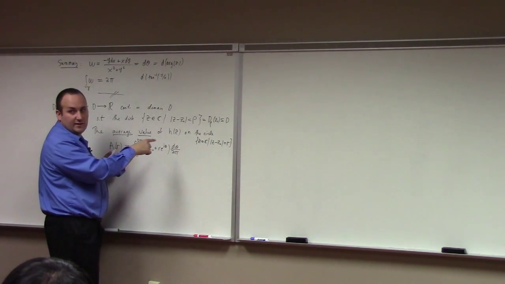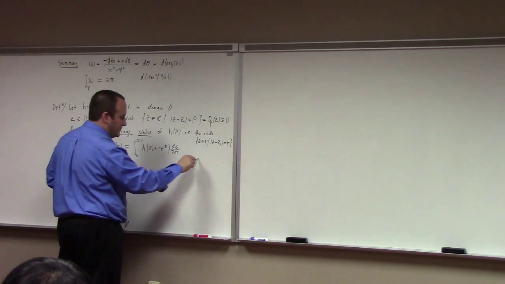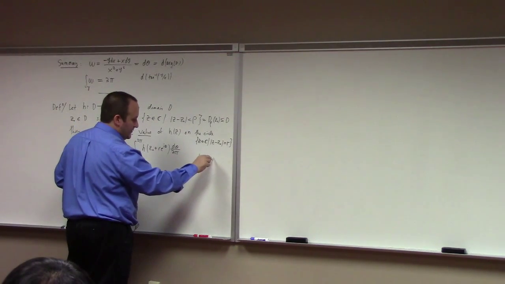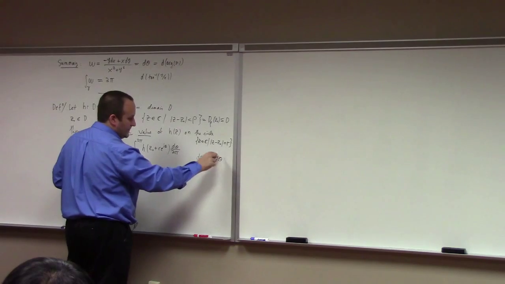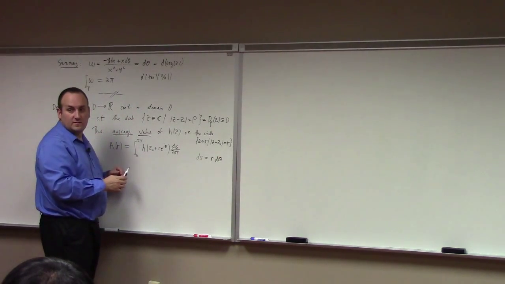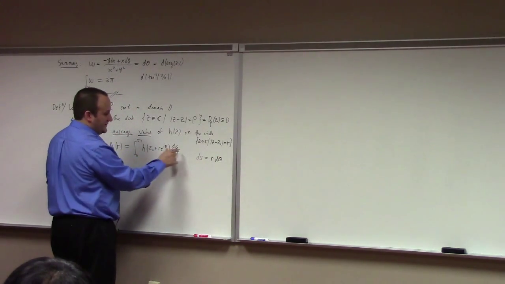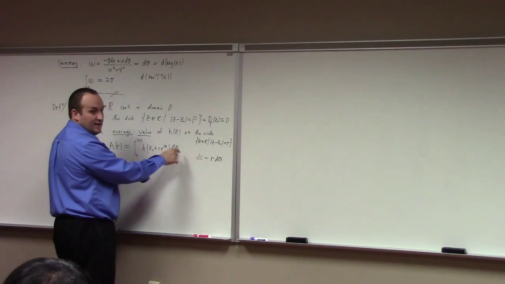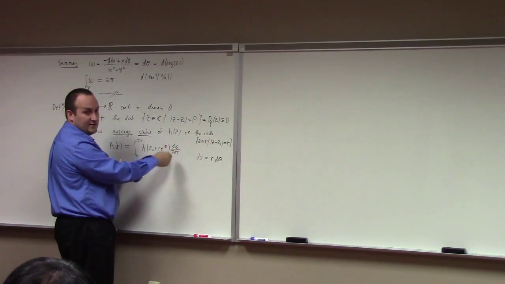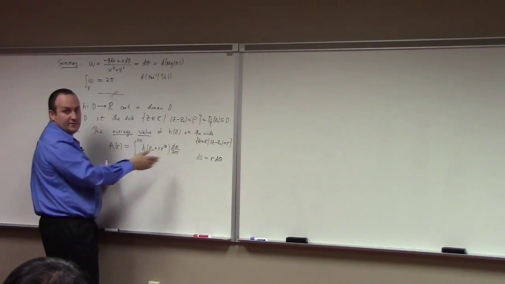What's the relation between arc length and d theta? ds is equal to r d theta on the circle. So if he trades a ds for a d theta, he picks up an r, and then the r, which would be down here, cancels out. And so that's why this is the same as taking the average over arc length.